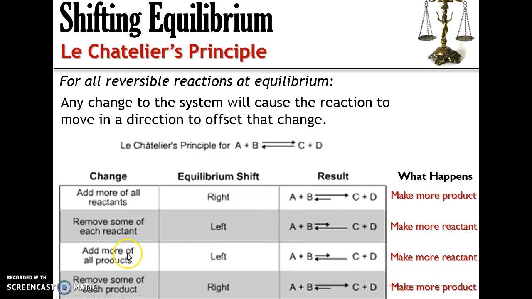So if you add more of the products, it's going to go to the left. If you add more C and D, you're going to get more A and B. And if you remove some of each product, it'll go to the right. So if you remove some of the products, A and B will turn into more products.